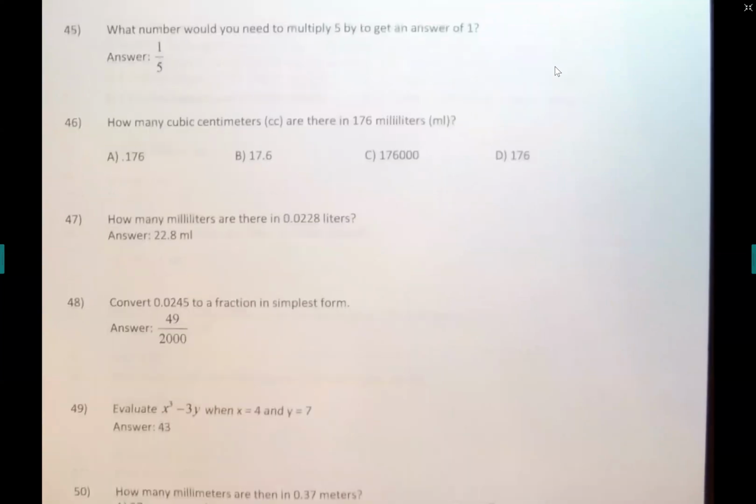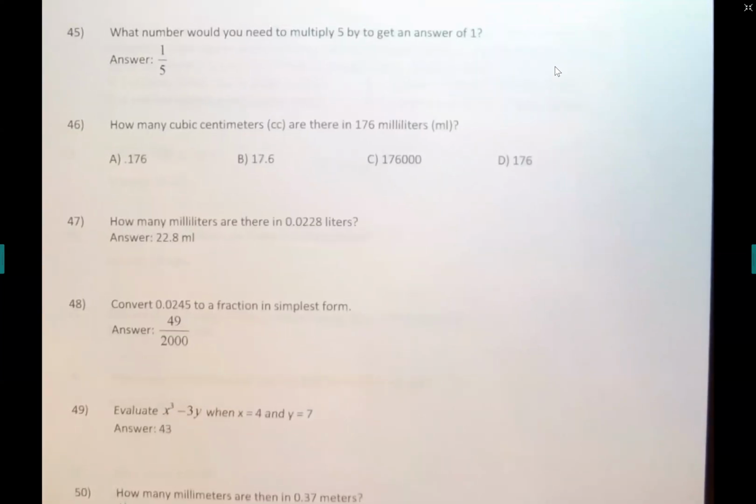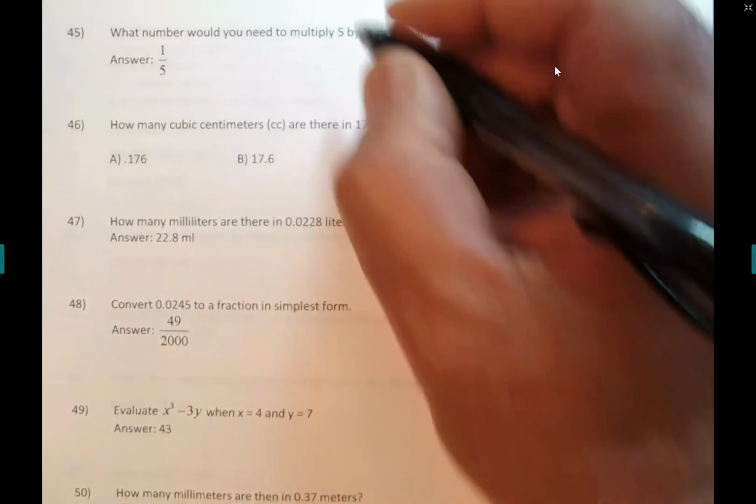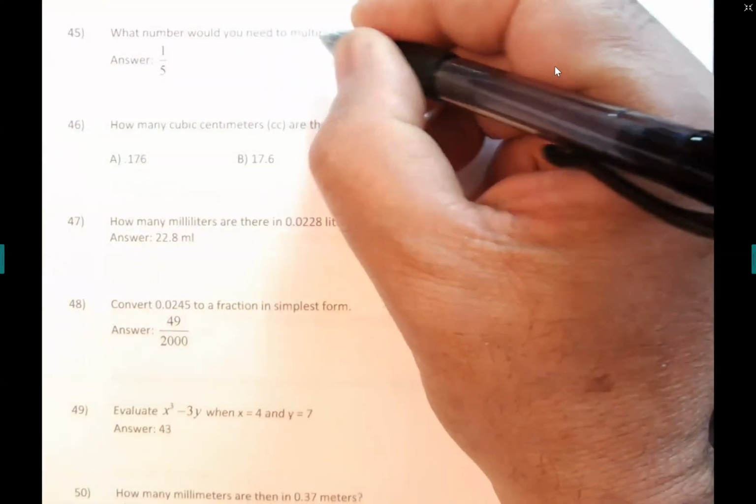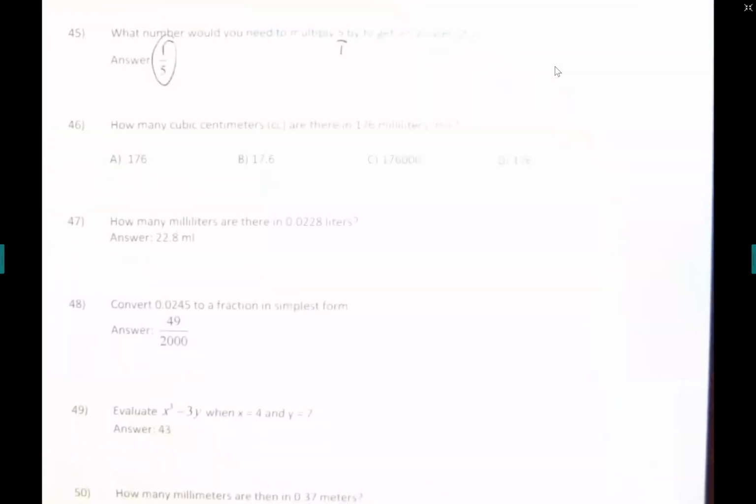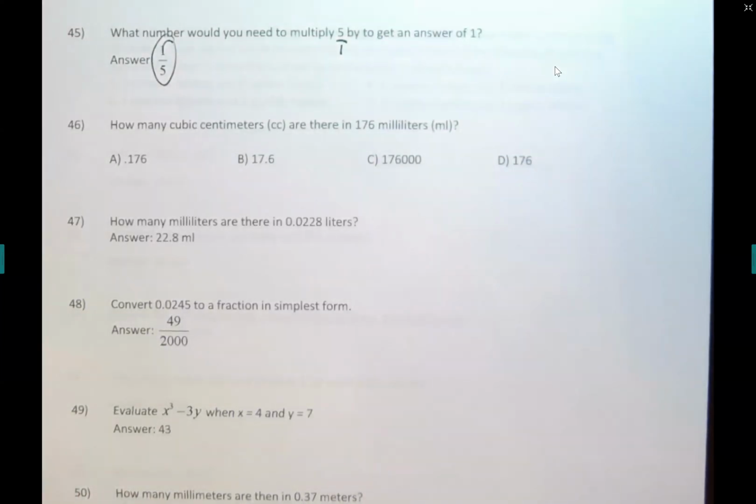45. What number would you multiply 5 by to get an answer of 1? If you multiply a number by its reciprocal, you get 1. So 5 over 1, what's the reciprocal of it? 1 over 5, that would be the answer. If they give you 3/4, you do 4 over 3. You just do the reciprocal.